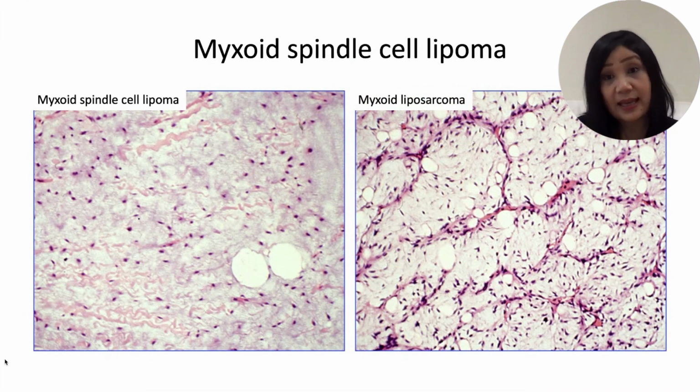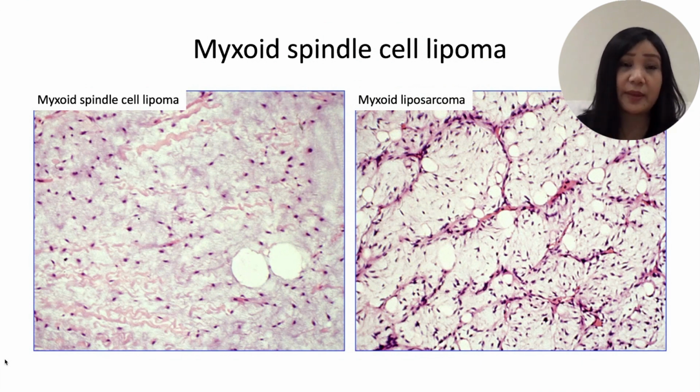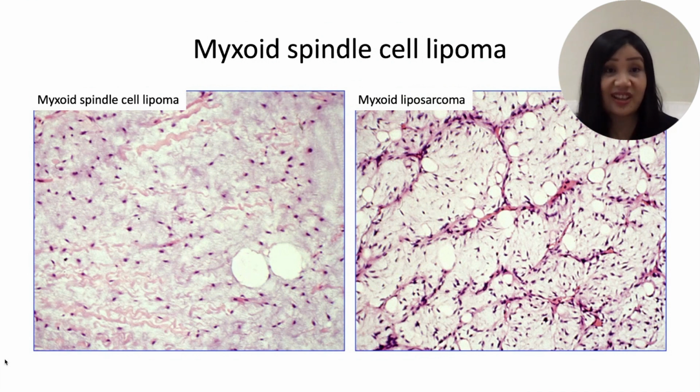So first thing is, of course, to always think about the clinical context. So myxoid liposarcoma occurs in young to middle-aged adults, chiefly in deep soft tissues of the extremities, sometimes the trunk, whereas spindle cell lipoma occurs typically in an older population in the shawl distribution of the back of the neck or shoulder. And we can see the differences between the two.